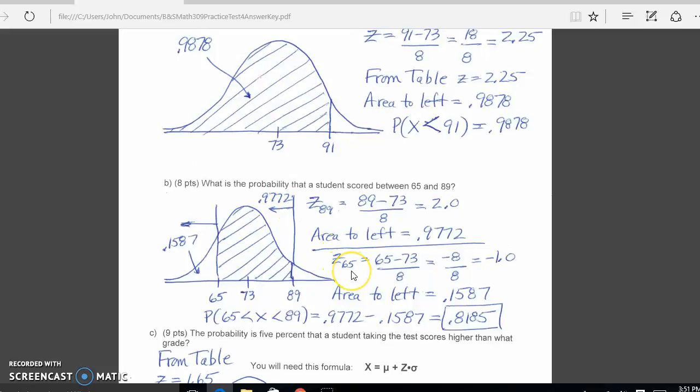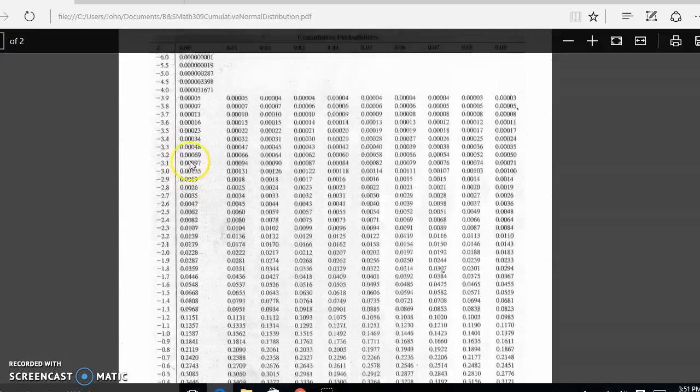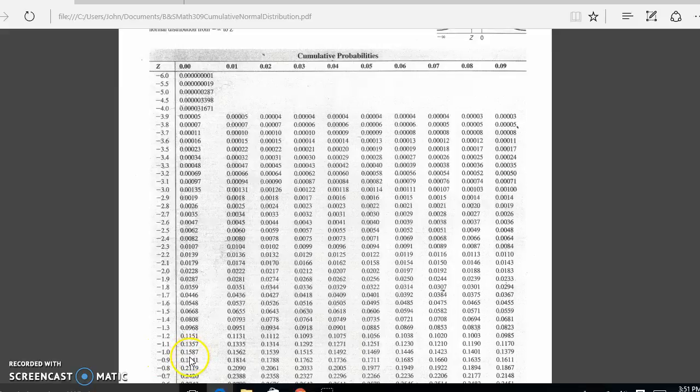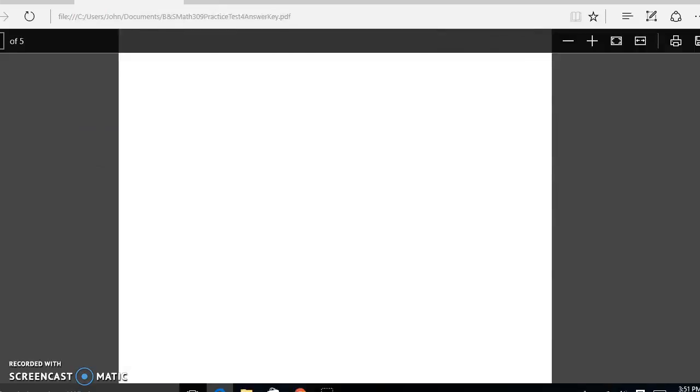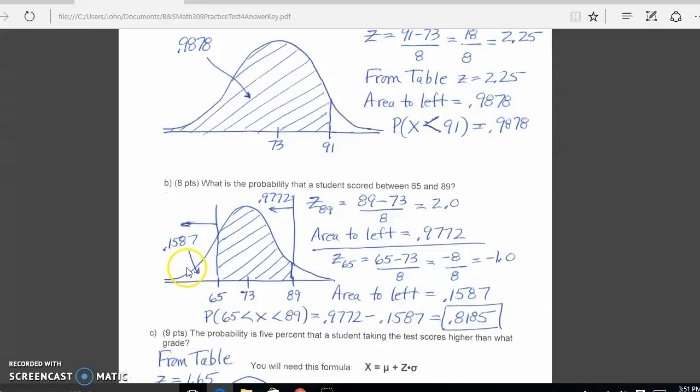Now I calculate the z-score for 65, and it's 65 minus 73 divided by 8. That gives me a z-score of minus 1.0. When I go back to my table, I'm going to look up the z-score of minus 1.0, and I have an area to the left of that of 0.1587, and that tells me the area to the left of a score 65 is 0.1587.